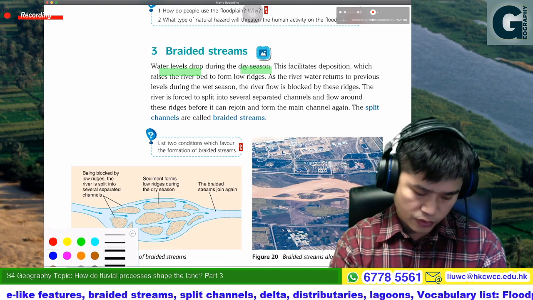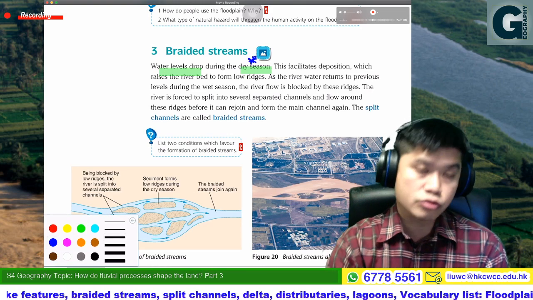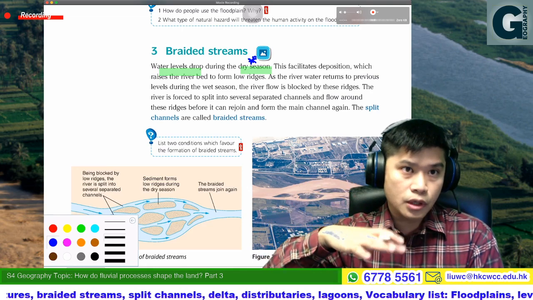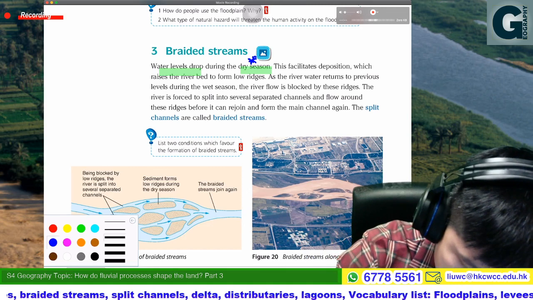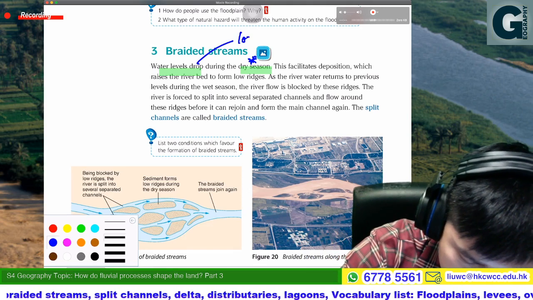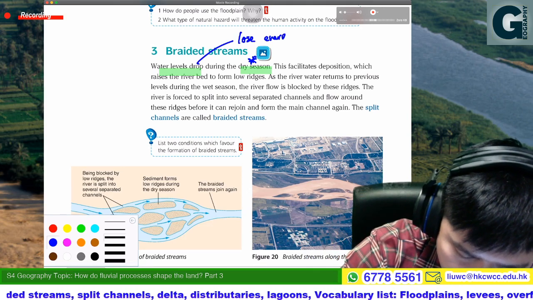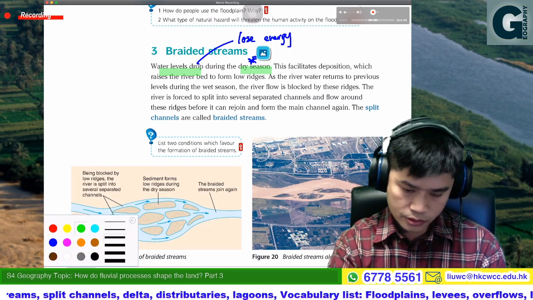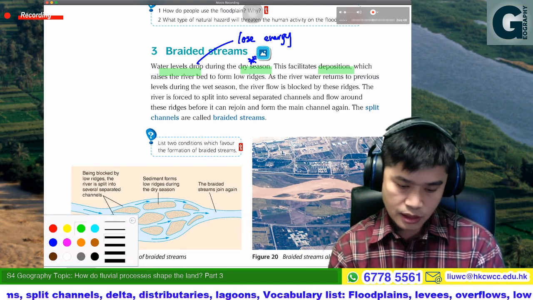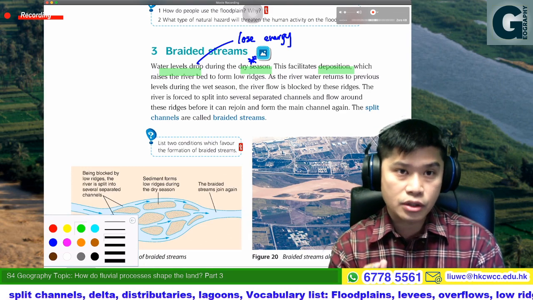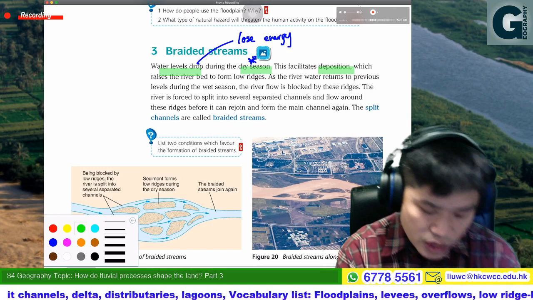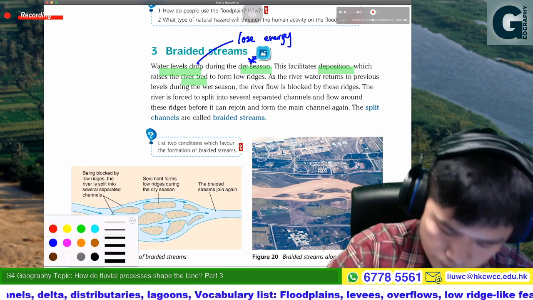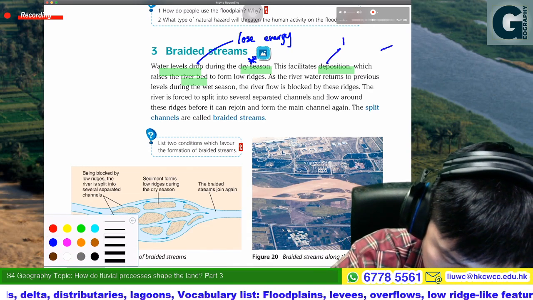Okay, here that would be very important. There must be a dry season. When there's a dry season, the water level drops, which means the river will lose energy again. Then deposition may occur at the river bed. Deposition at the river bed would occur.